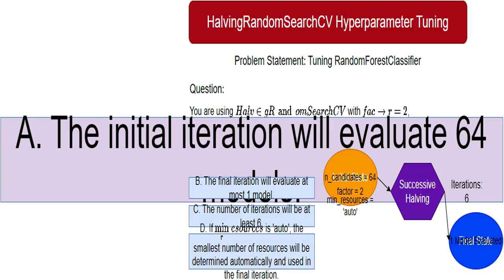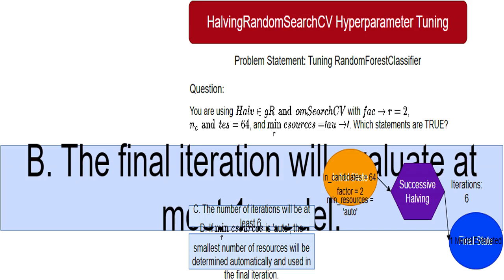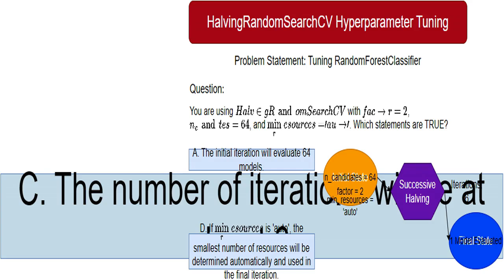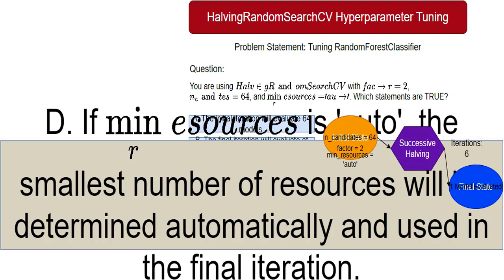We start by evaluating 64 different configurations of our random forest model. Think of it as testing 64 different recipes before narrowing it down. The second statement. After repeatedly halving the number of candidates, in the end, only the most promising model remains for the final assessment. The third statement. This tests understanding of how many times the model selection process is repeated, narrowing down the best performing models through each iteration. The final statement.